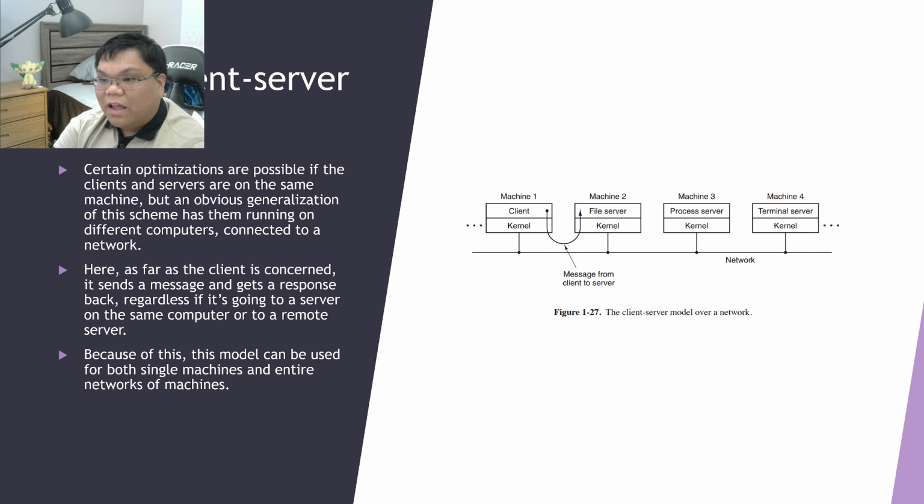Certain optimizations are possible if the clients and servers are on the same machine, but an obvious generalization is when you have these things running on different computers, all connected to a network. As far as the client is concerned, it's sending a message and eventually getting a response, regardless if it's going to a server on the same computer or to a remote computer. Because of this, the model can be used for both single machines and entire networks of machines.